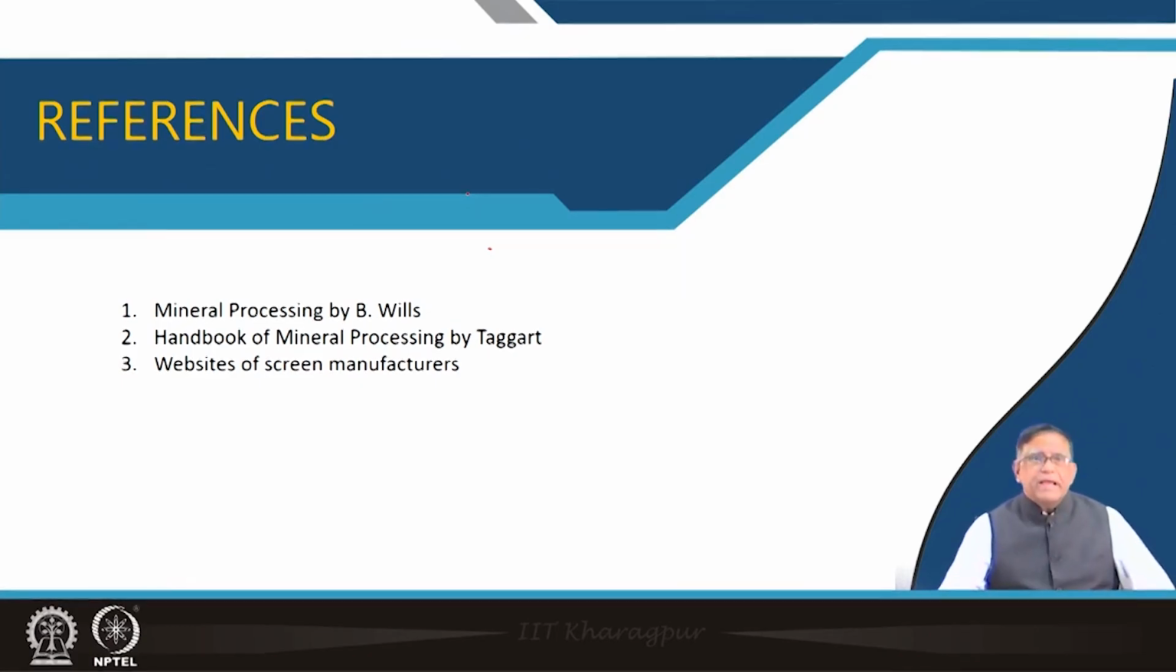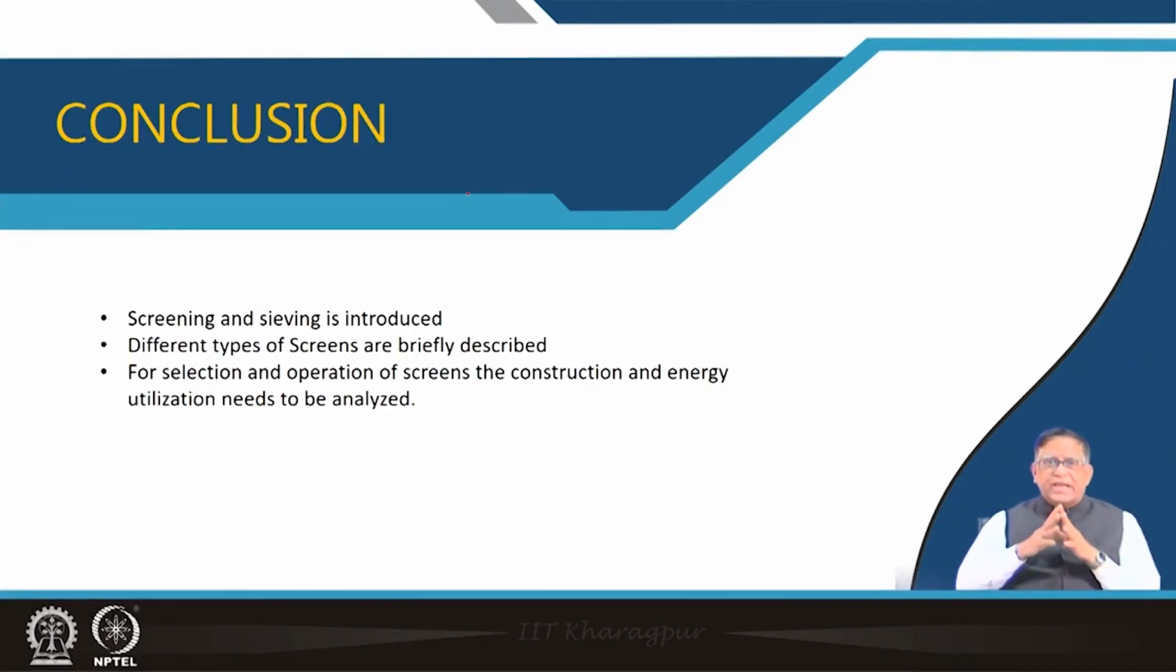So, coming to the conclusions, screening and sieving I have introduced here very briefly, and different types of screens are also specified. You should be able to tell what a vibratory screen is, what a static screen is, what a trommel is, and the different types of sieves: what a multi deck is, what a single deck is, how they are constructed, what a banana sieve is, and what a trommel sieve is. You should be able to explain these things. So, make a study report of what you have learned about screens and try to do it.